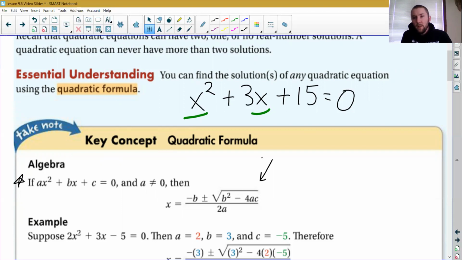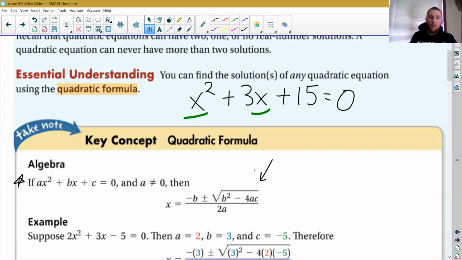If I just read the formula out to you, it says the opposite of b, or negative b. That means if the b value is currently positive 3, we flip it to negative. If it's negative 7, we flip it to positive. So the opposite of b, plus or minus the square root of b squared minus 4 times a times c. We do all that math and then divide that answer by 2 times the a value.